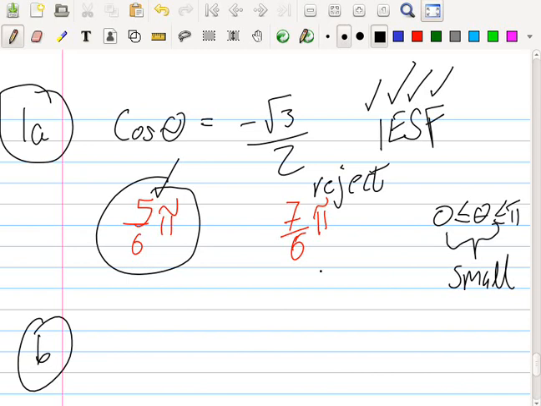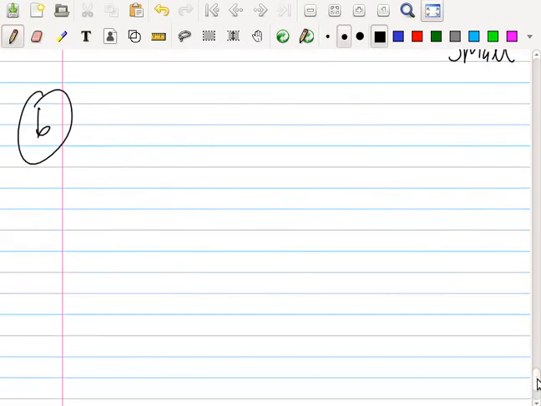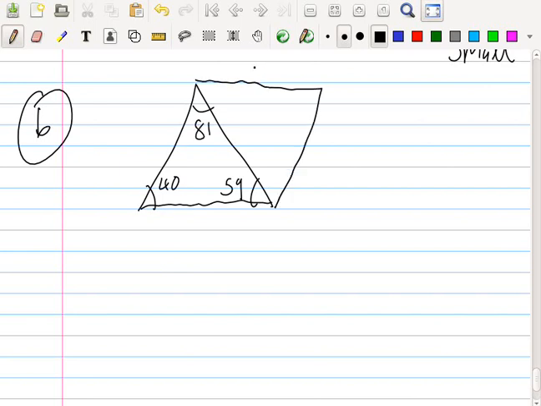Okay, going on to B now, right? Okay, I'll redraw the triangle. So this angle is 40, this angle is 59, so tell me using your calculator please what this angle is. 81. Great, 81. This angle here is 46, and this side here, 7. And 9 here.